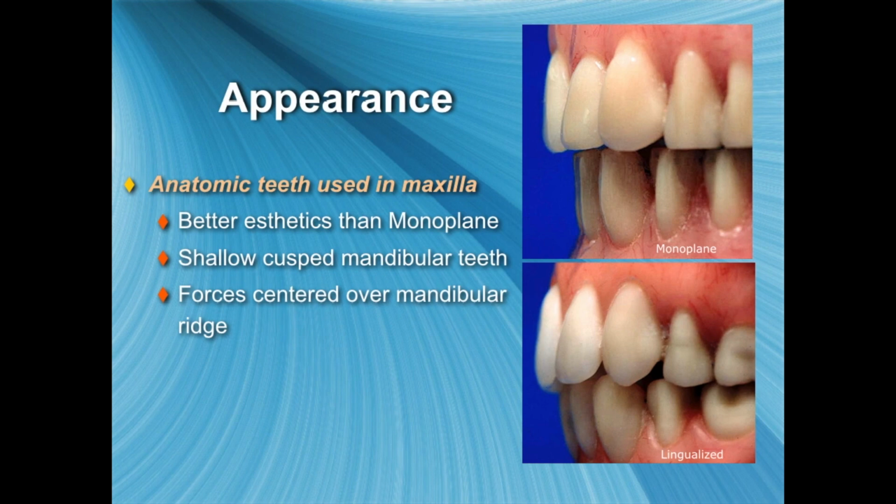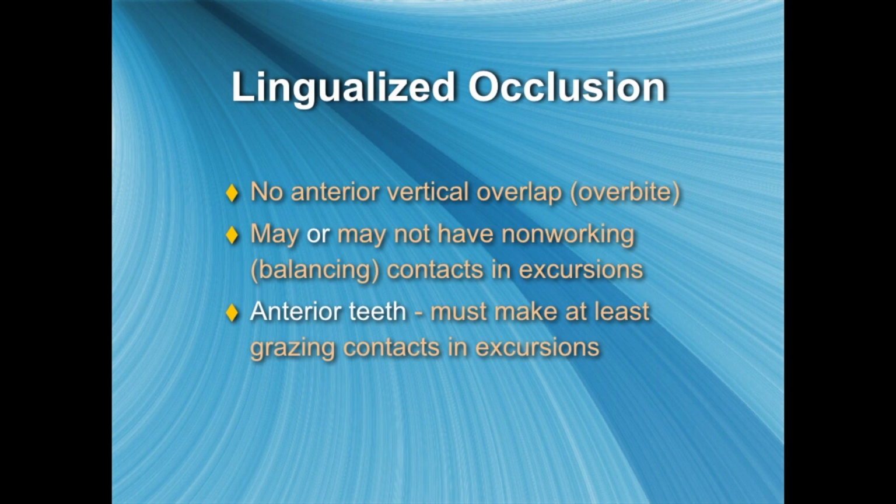The lingualized occlusion has an advantage in regards to appearance because we use cusp teeth in the maxillary arch. This looks more natural. In general, for lingualized occlusion, we set either very little or no anterior vertical overlap, which is sometimes referred to as overbite. Lingualized occlusion has been described either with or without non-working, or sometimes called balancing, contacts in excursions. At Dalhousie, we will attempt to establish some non-working contacts in excursions. And generally, for all occlusal schemes using a lingualized occlusion, anterior teeth should have some contacts in excursions.